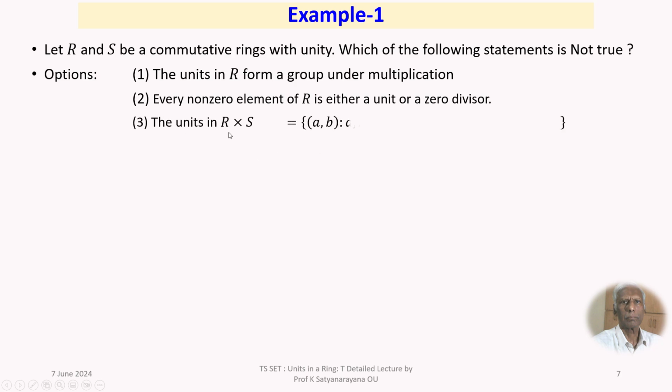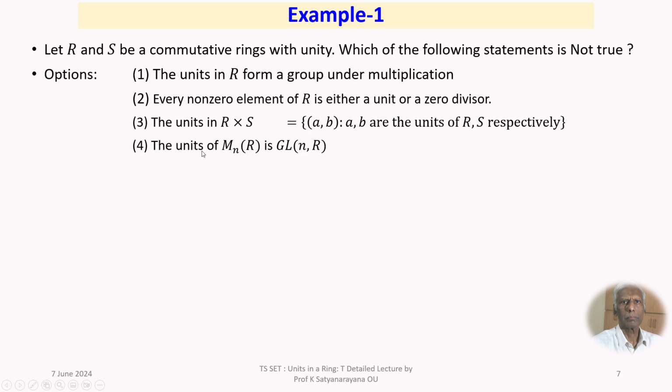Option 3. The units of R cross S will be given by the set of all ordered pairs A comma B, where A is a unit of R, B is a unit of S. This is true. And the units of Mn R, that means the ring of n by n matrices with the entries coming from R, where R is a commutative ring with unity, is also a commutative ring with unity.